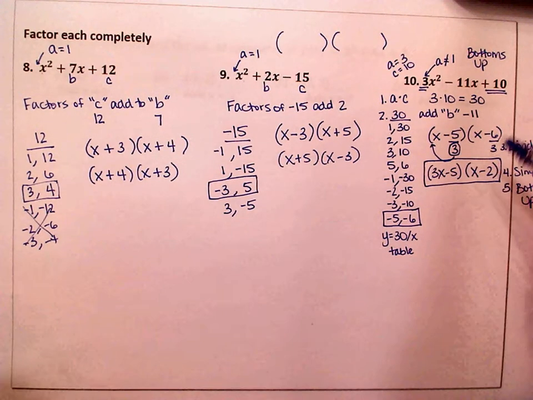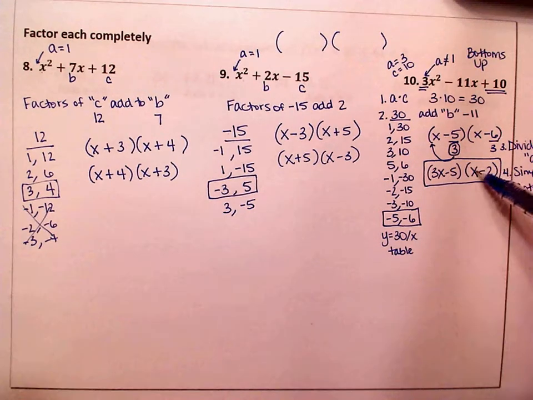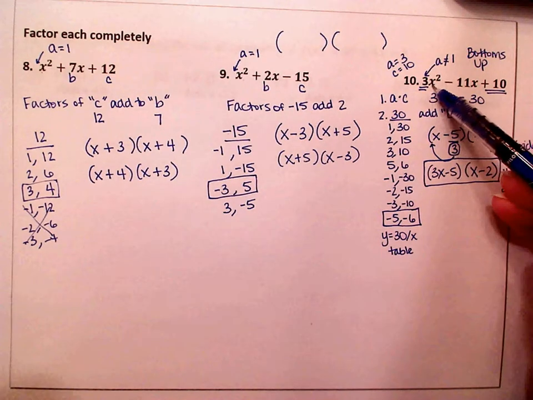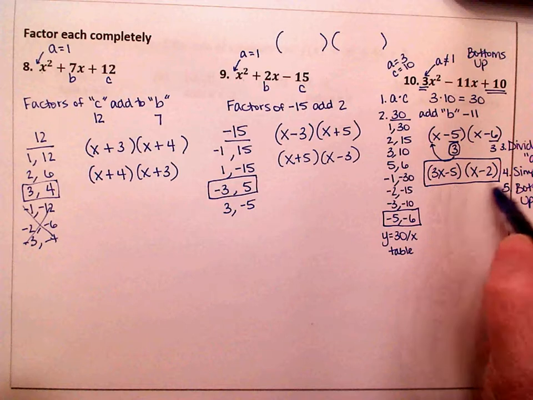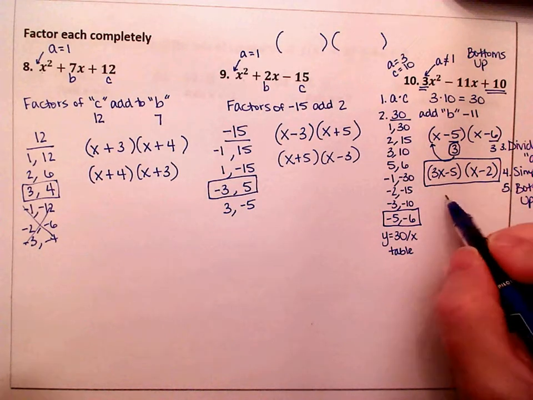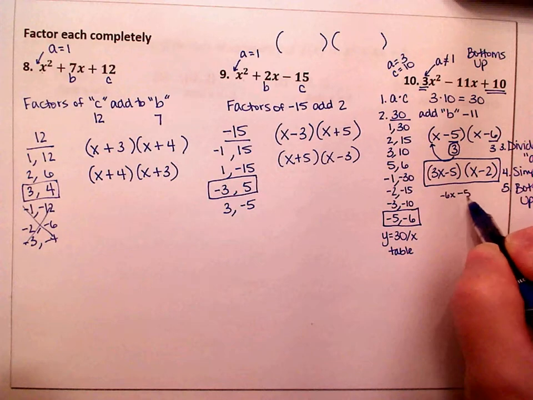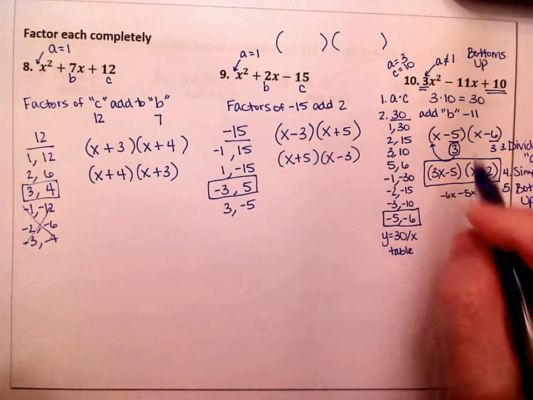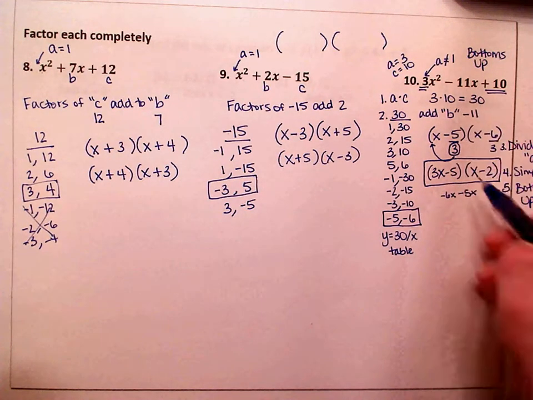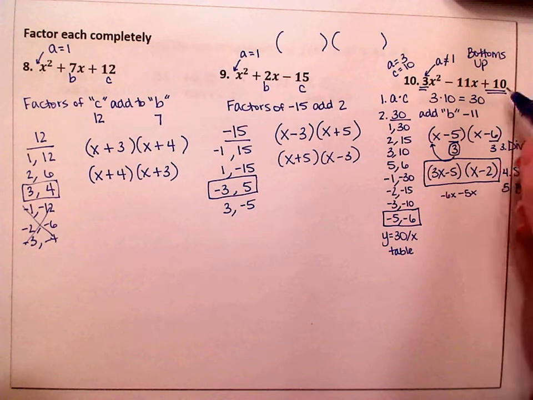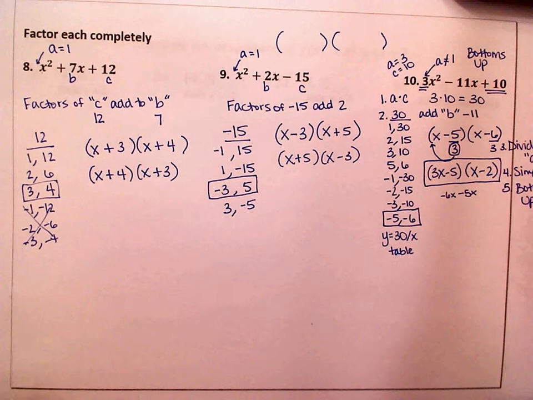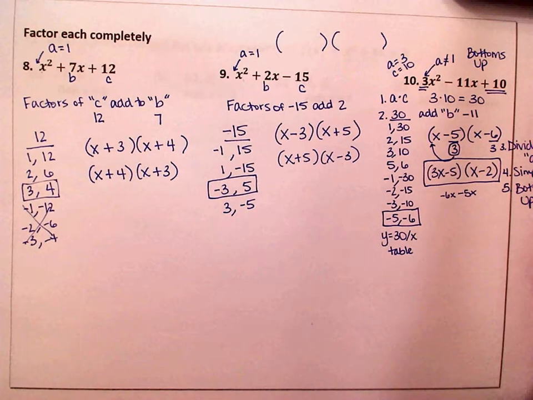If I were to multiply it out, 3x times x gives me 3x squared. My outsides, negative 2 times 3x, is negative 6x. My insides, negative 5 times x, is negative 5x, and those combine to get negative 11x. And then negative 5 times negative 2 is positive 10. Now, none of these had a GCF that you needed to factor out, but remember, you should always check for that first.